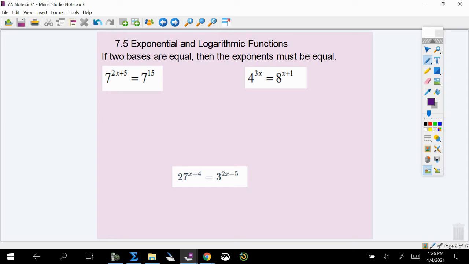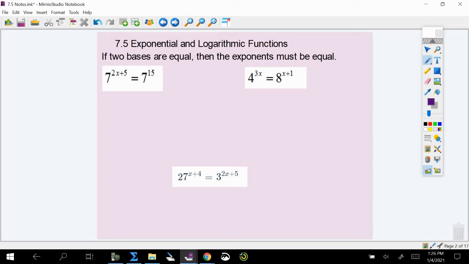So our first type of solving is when we are going to have exponential equations on both sides, meaning both sides have a base and an exponent. And our goal is to get the bases to be the same. So the first example is a really good example of how this is really easy.